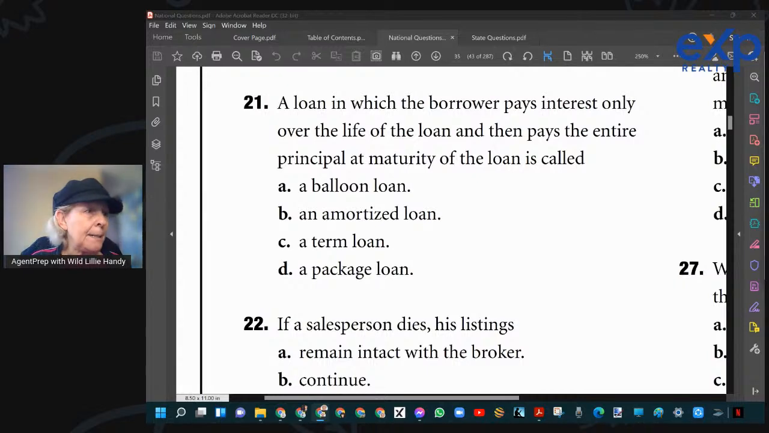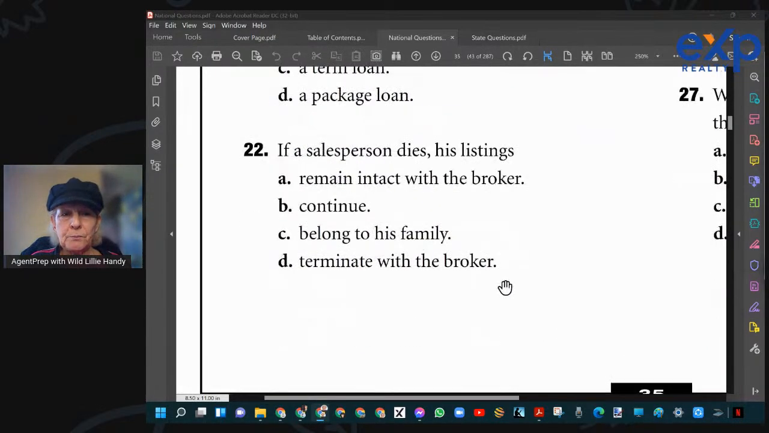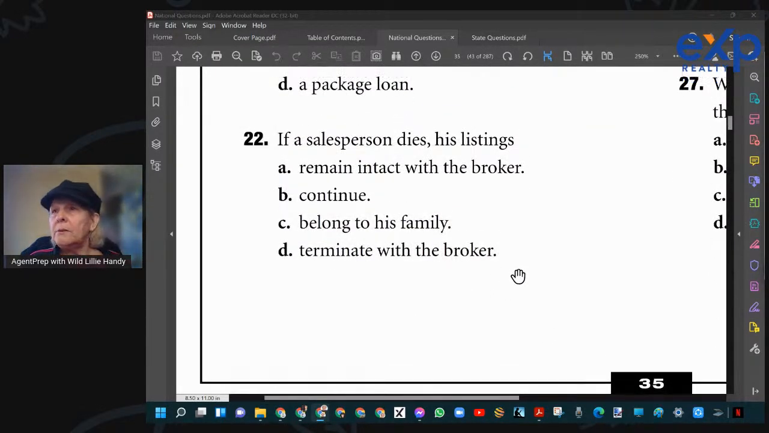Okay. Got it. Got it. All right. 22. Any questions? Nope. Okay. Rosaura says she understands.